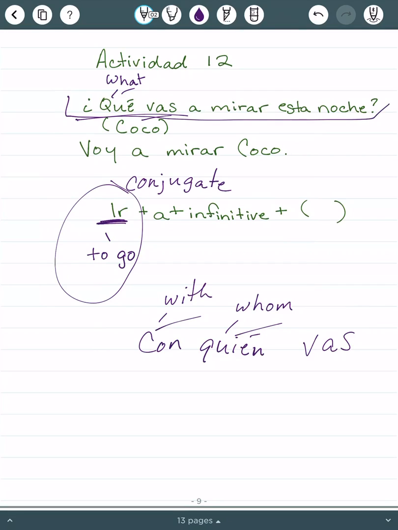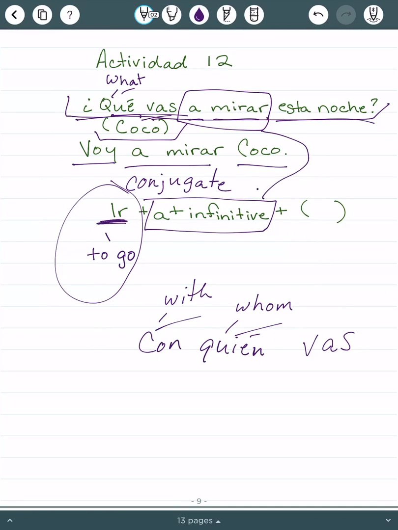So the example question, ¿Qué vas a mirar esta noche? What are you going to watch tonight? And the answer is Coco. I am going to watch Coco. So the infinitive is already in the question. Mommy, you've got to, hang on, Betty. You've got to conjugate ir, to go. I guess it's going to be yo every time. Yeah, well, no, you've got to look at the question. So it may be yo, it may be somebody else. But this is your formula.